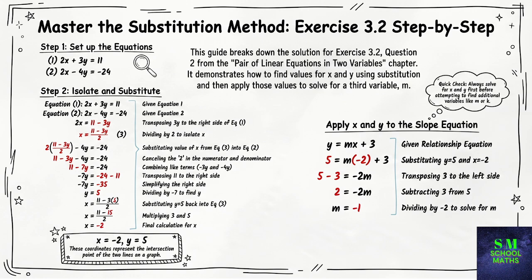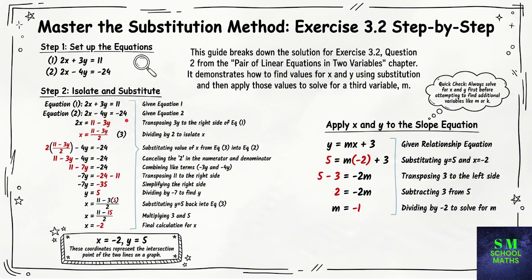Step 1 is simple. Write down and label your given equations so you don't lose track of them. Let us label 2x + 3y = 11 as equation 1. Then let us label 2x - 4y = -24 as equation 2. Our goal with substitution is to use one equation to find a shortcut for either x or y and then plug it into the other.